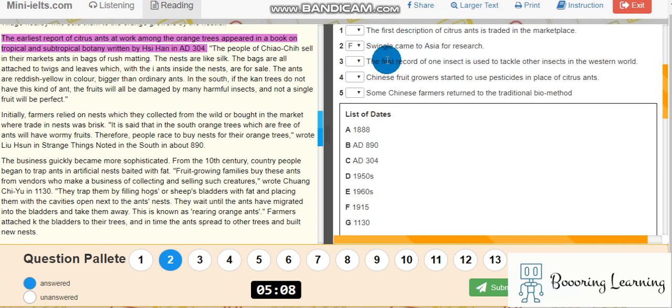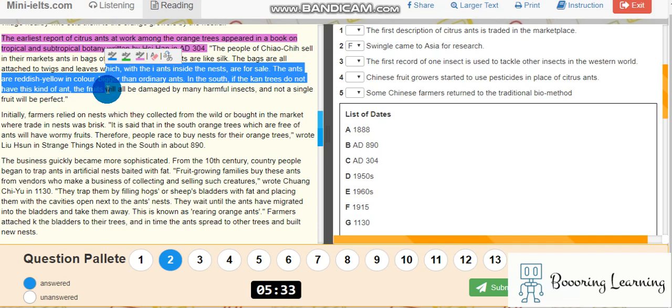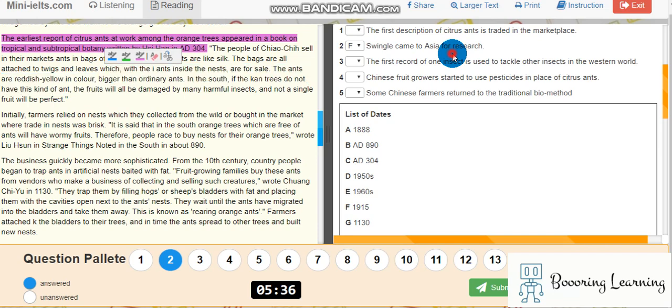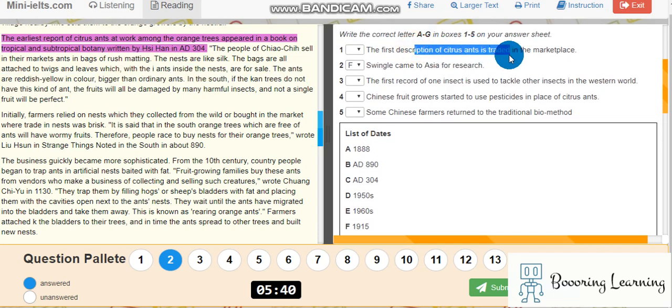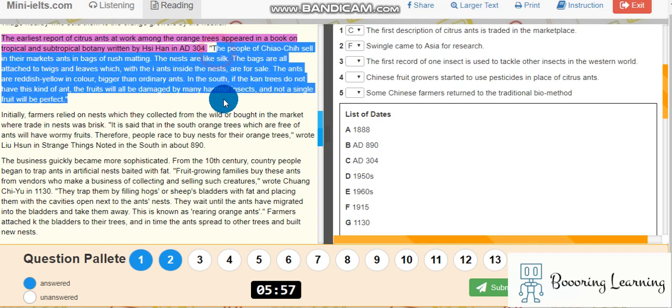The first record of the earliest report of citrus ants. The first description of citrus ants is traded in the marketplace. I think the first description. Okay, this is C.